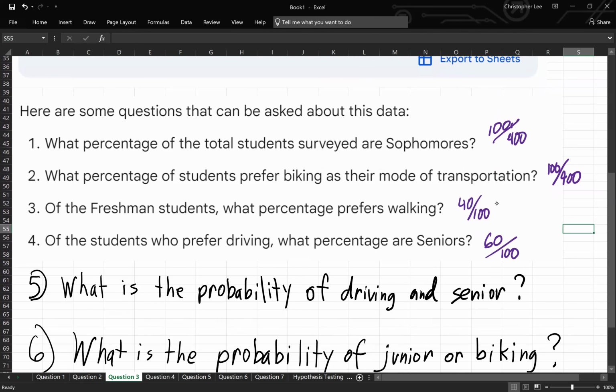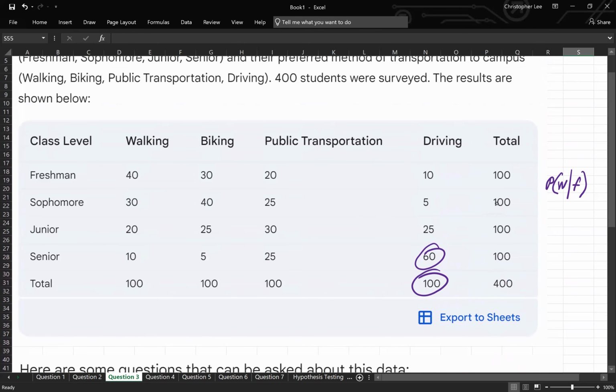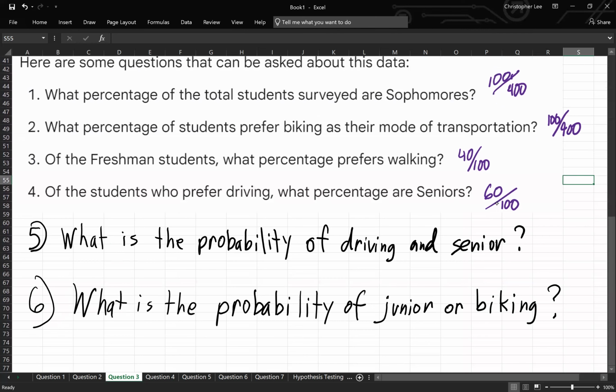What is the probability of driving and a senior? Let me erase this so I don't confuse y'all. What's the probability of driving and a senior at the same time? Driving and a senior at the same time. That's what I'm talking. Oh my God, that was amazing. See, I was about to write the 4, but no, 60 over 400. That's it. Beautiful.